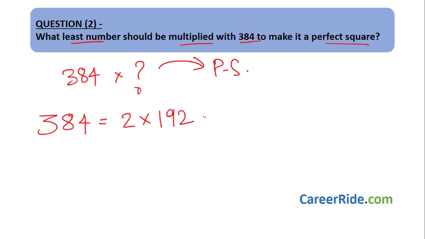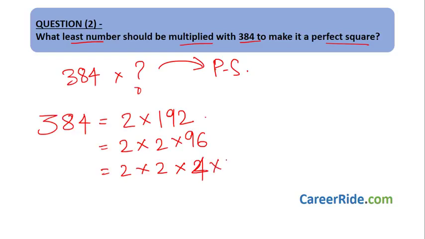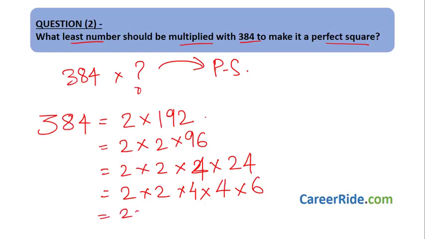Again, let's find some more factors to it. 2 into 96, so 2 into 192 is 384. Okay, 96 is divisible by 4. So 4 into 24. We have 2 into 4 into 24, and this is again divisible by 4. So 4 into 6. So that is 2 into 4 into 4 into 3 into 2.